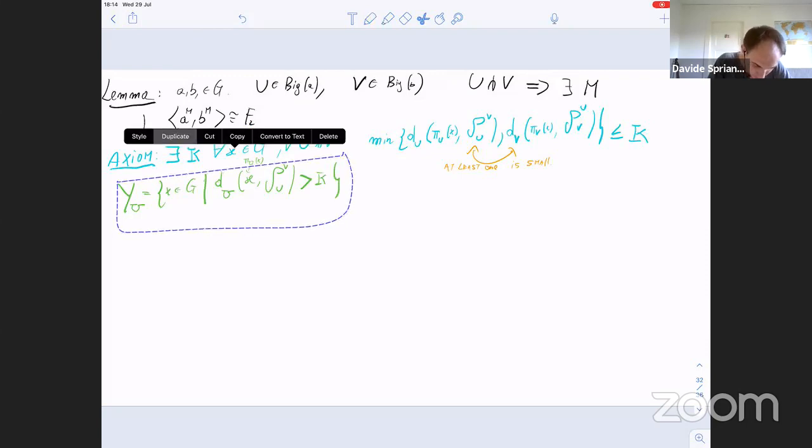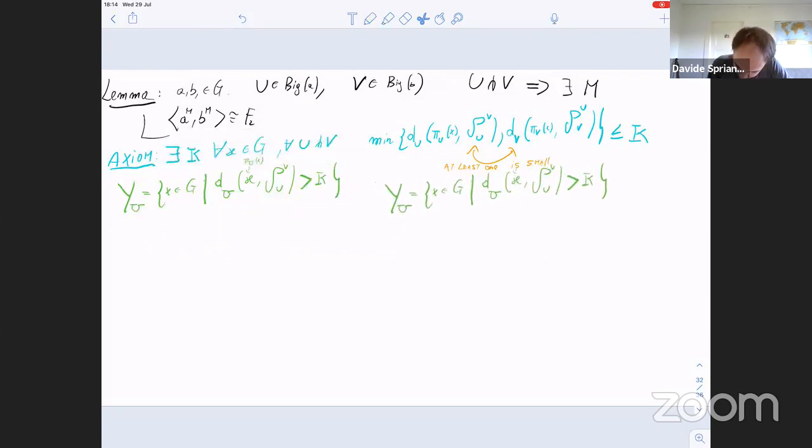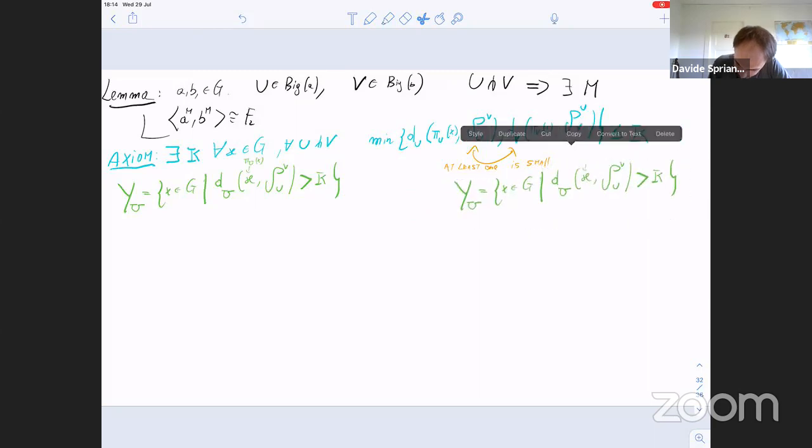And similarly, we define YV to be the same guy, the set of X such that the distance in V between X and the projection on V of U is bigger than K. Okay, those are two sets.